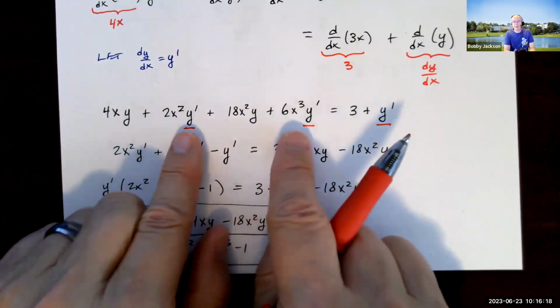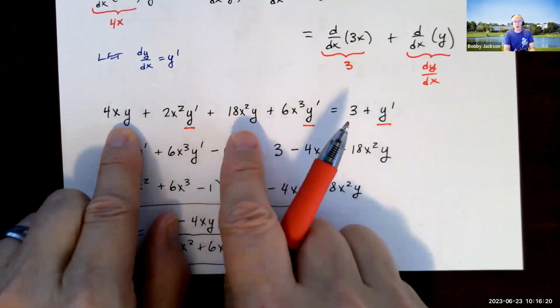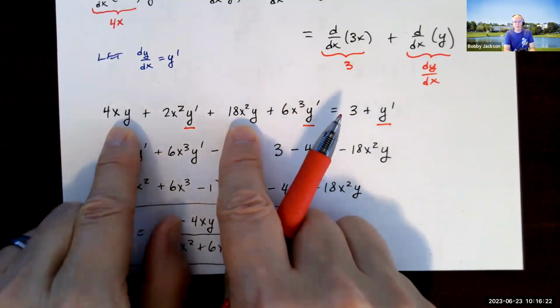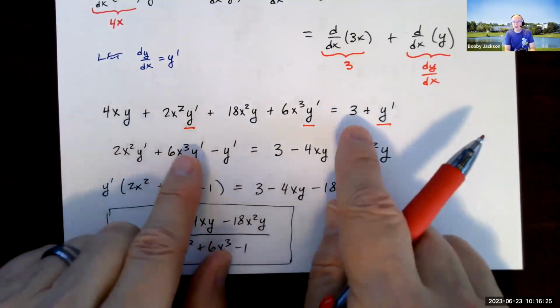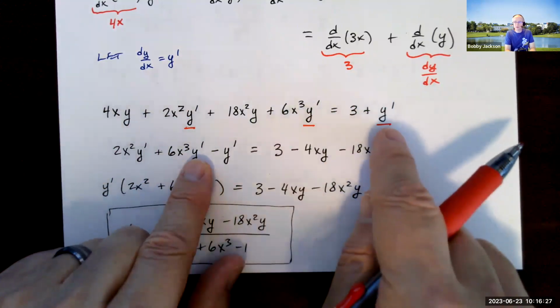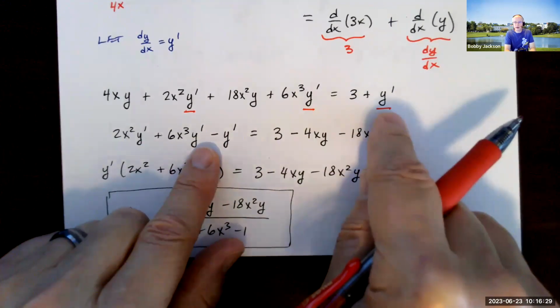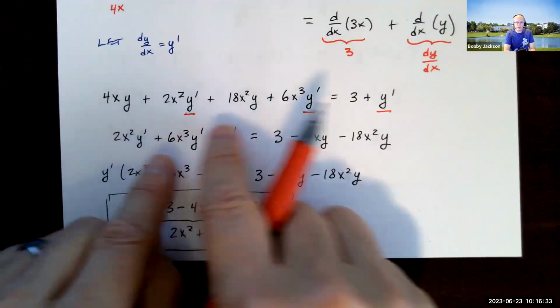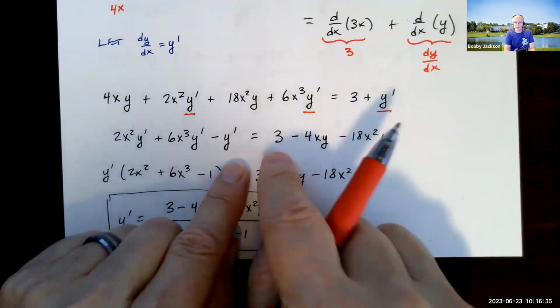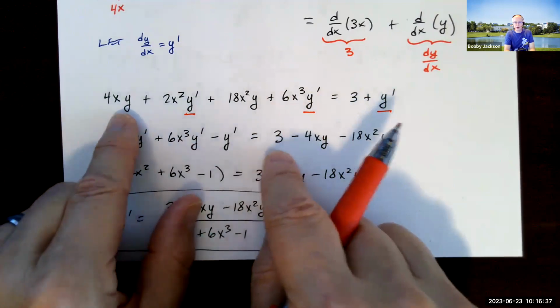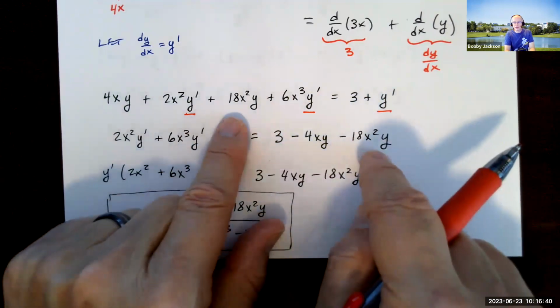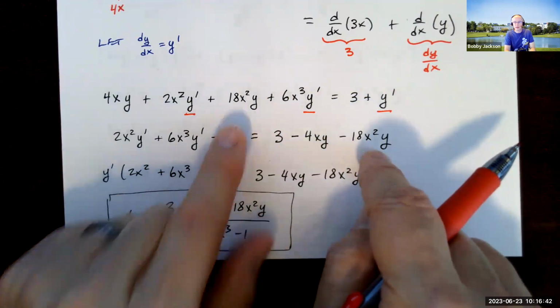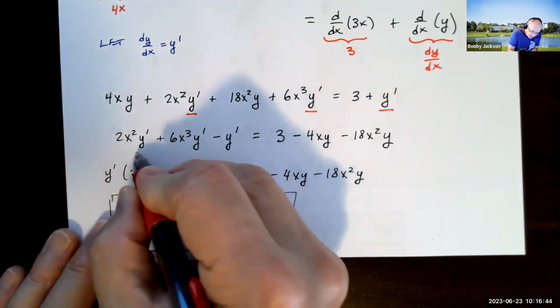So to do that, I'm going to subtract the 4xy and the 18x squared y from both sides. And I want to get this y prime over here. So I'm going to subtract y prime from both sides. So when I subtract y prime, it becomes minus y prime over here. I have these two terms still, equals the 3 stays here. I subtract the 4xy from both sides and the 18x squared y from both sides. Okay, so I want to get all my y primes over here.